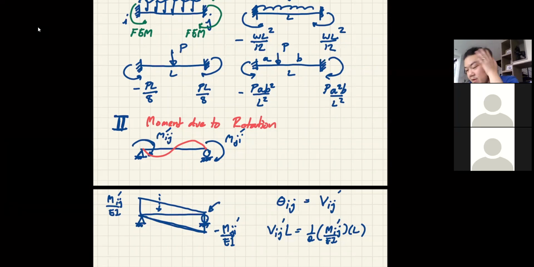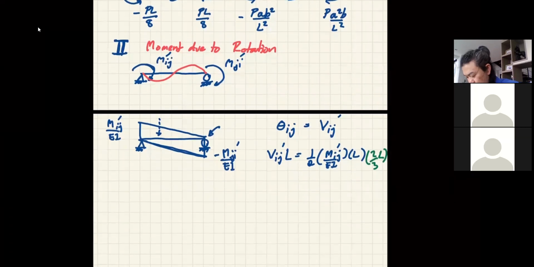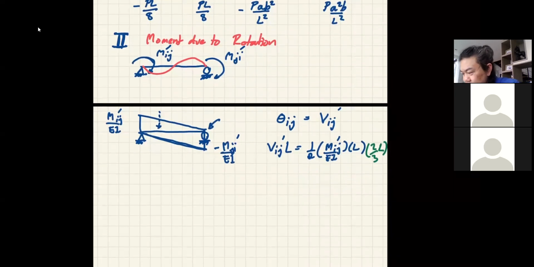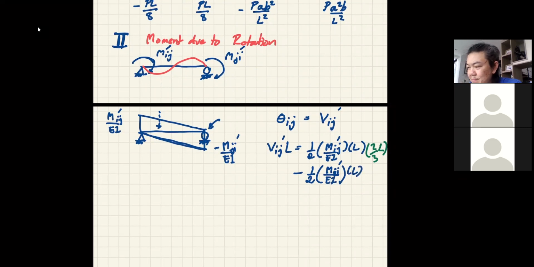All right, and so the moment arm here will be 2/3 of an L. Oh, I meant to use the green one so that you can see. Okay, and minus the bottom half, right, which is negative value. So it's a half of Mji prime over EI, again multiplied by L, but this time the moment arm becomes only 1/3. Okay, and this one is the Vij.